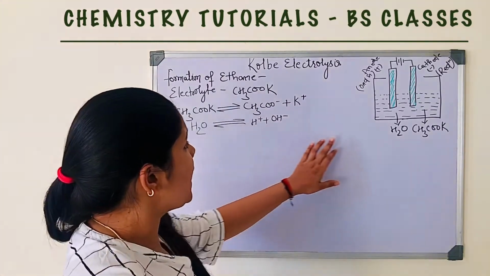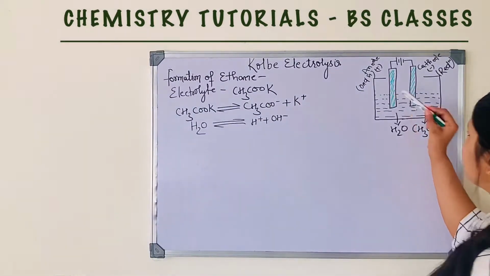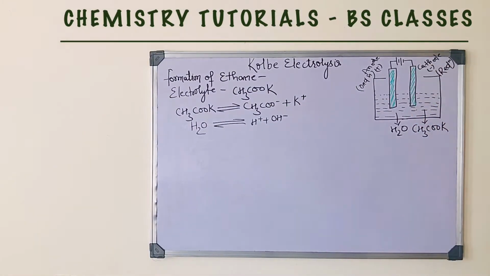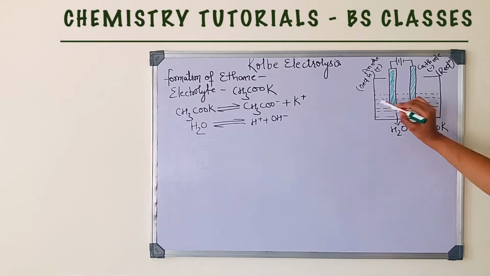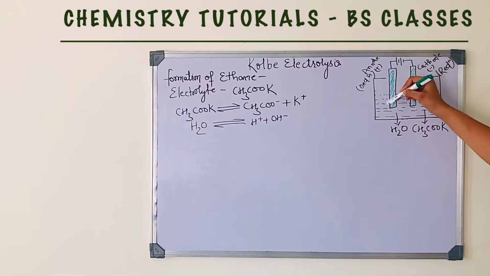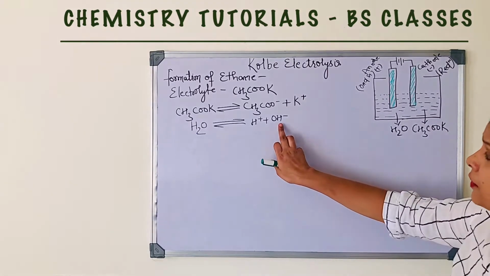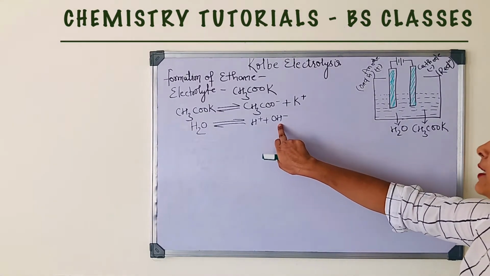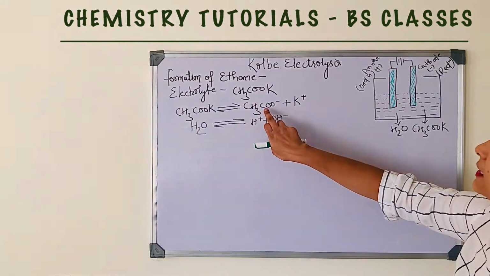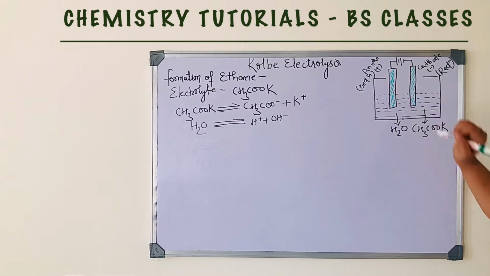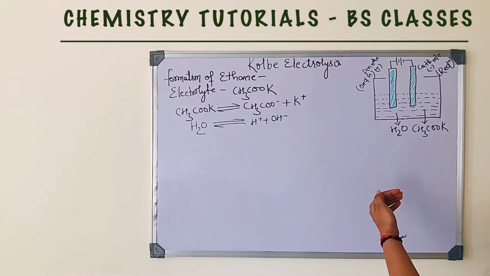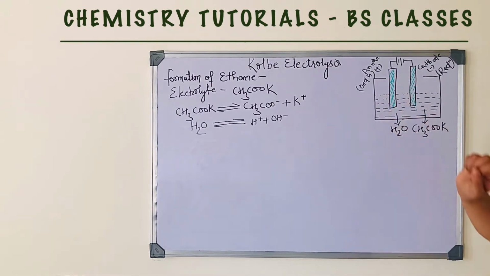So, at anode, oxidation takes place. Anode is the positive terminal. So, one of the negative ions gets deposited on the anode plate. But the reduction potential of OH minus is very high. That's why acetate ion gets deposited on it. Means oxidation of acetate ion takes place at the anode.